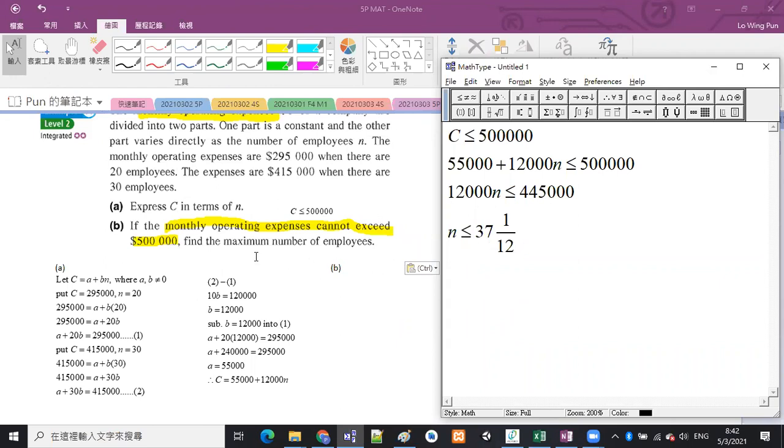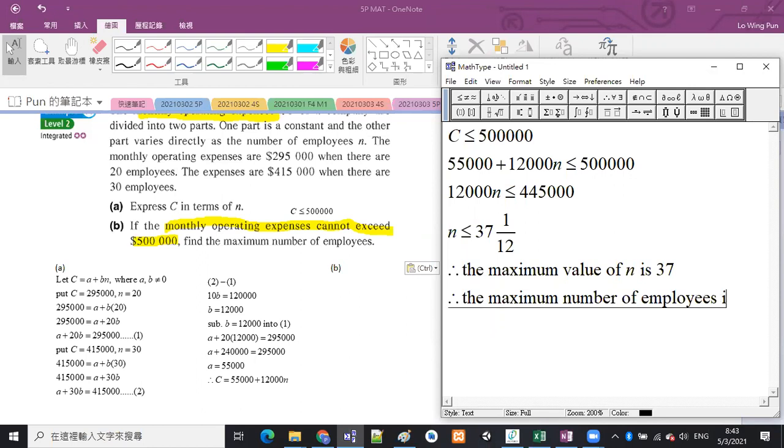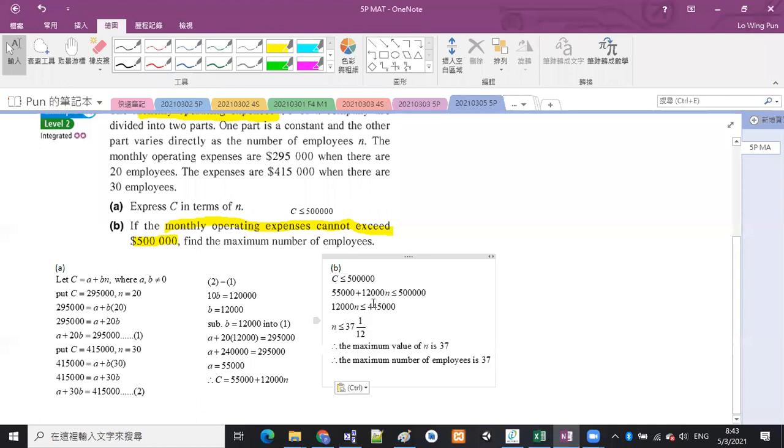Find the maximum number of employees, that is, find the maximum value of n. Okay, if n is less than or equal to 37 and 1 over 12, then the maximum value of n is 37. Okay, or you just write the maximum number of employees is 37. Okay, and that is the answer of part B. Can you get this?